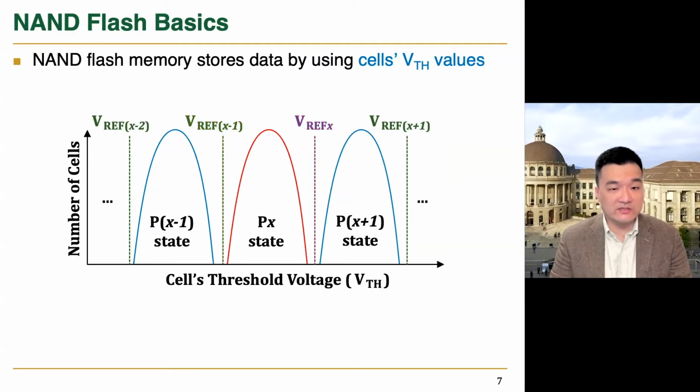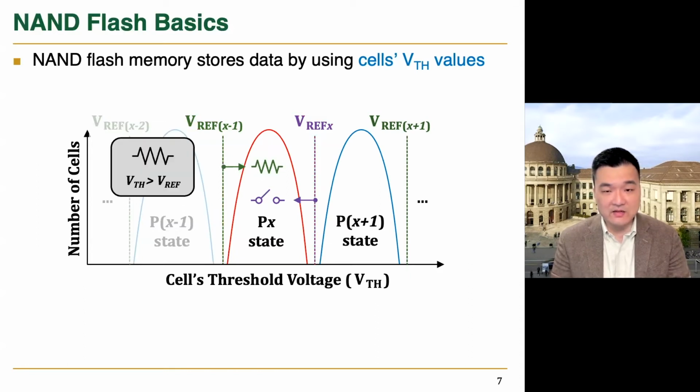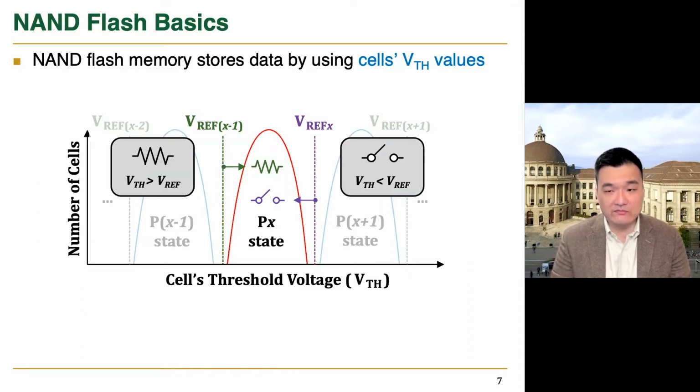For example, in this figure, the cells in state Px would operate as a resistance if we sense the page using the left read reference voltage, but the cells operate as an open switch if we use the right read reference voltage. In contrast, the operation of the other cells would not change, meaning that the other cells would consistently operate as either a resistance or an open switch, no matter which of the two read reference voltage values is used for reading the page.